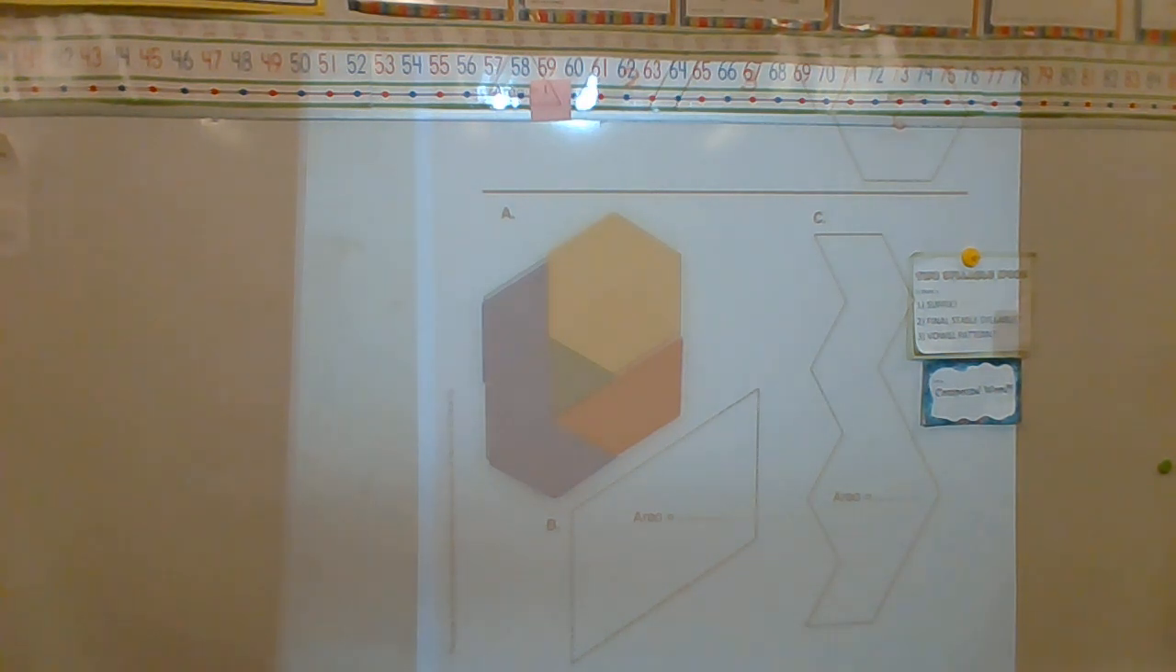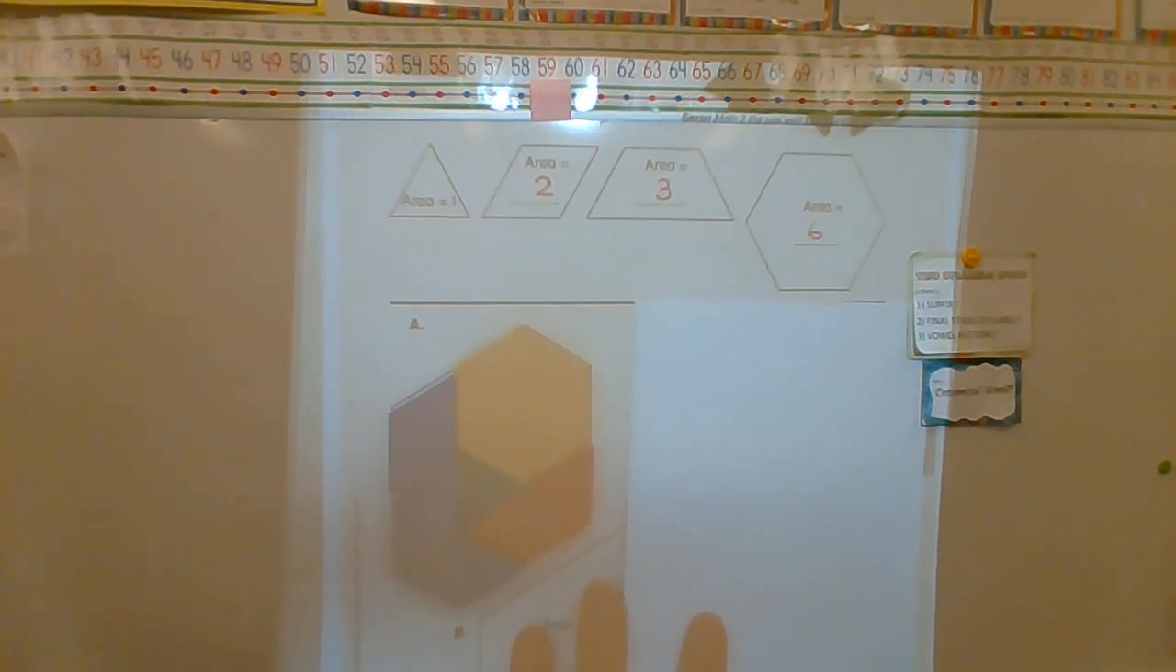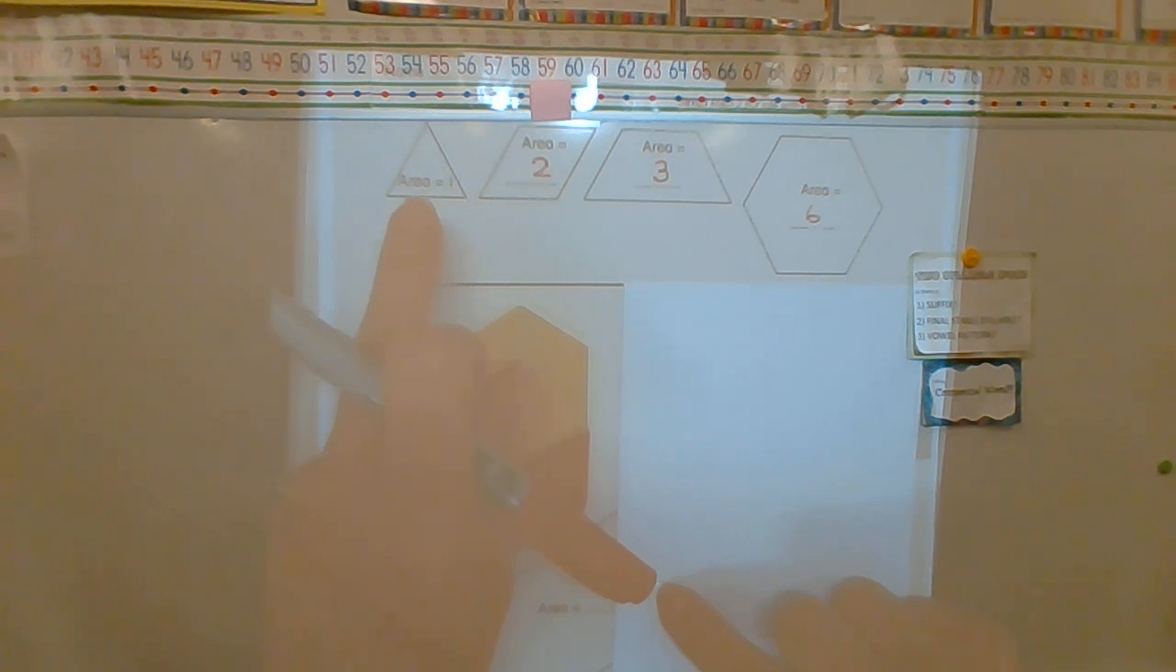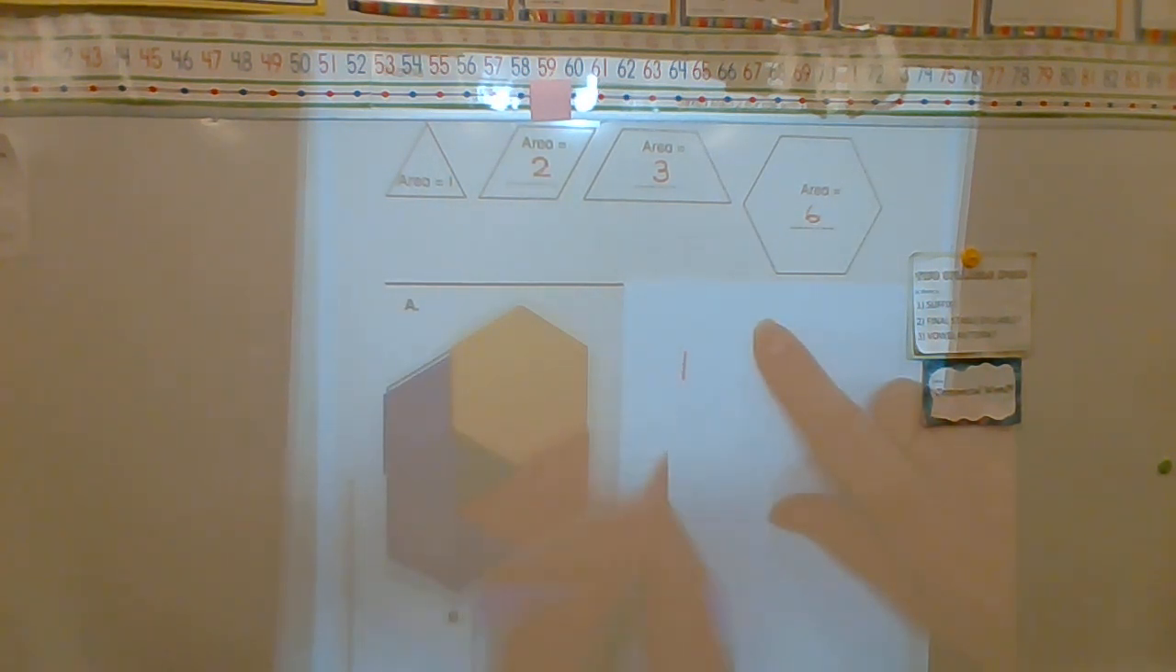Now, what pattern blocks have I used? All right, what I'm going to do is just write beside it, okay? And I'm going to write these vertically, and we're going to figure out the area of shape A, okay? So if we take a look at shape A, how many triangles did I use? 1. What's the area of the triangle? 1. So it's worth 1.